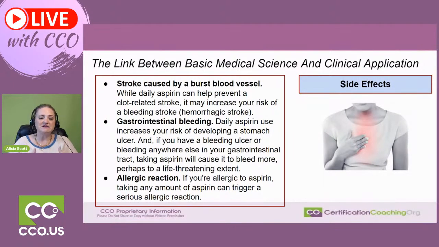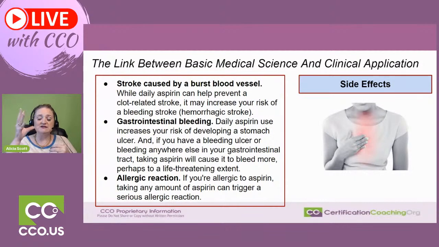So let's talk about some of the side effects. Stroke because of a burst blood vessel. So if you're taking aspirin every day to prevent a blood clot, well, it is actually a thinner. You're thinning the blood out, and if you do that, then you are more likely to have a bleeding stroke, a hemorrhagic stroke. Now, there's two kinds of stroke that you can have: hemorrhagic and ischemic.